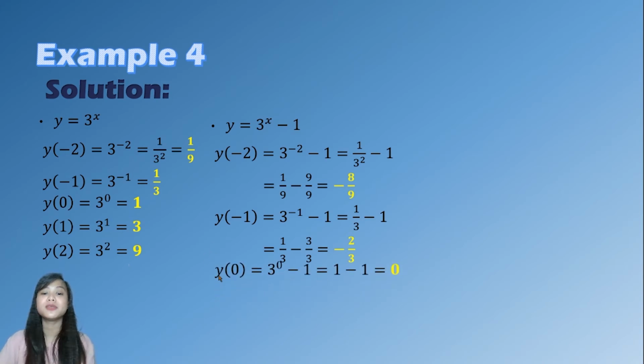For y of 0, we have 3 raised to 0. So anything that you raise to 0 is equals to 1. So we have minus 1. So 1 minus 1, which is equals to 0. So your y of 0 is equals to 0. Next here, y of 1, we have 3 raised to 1, minus 1, then 3 raised to 1 is equals to 3, then minus 1, which is equals to 2.